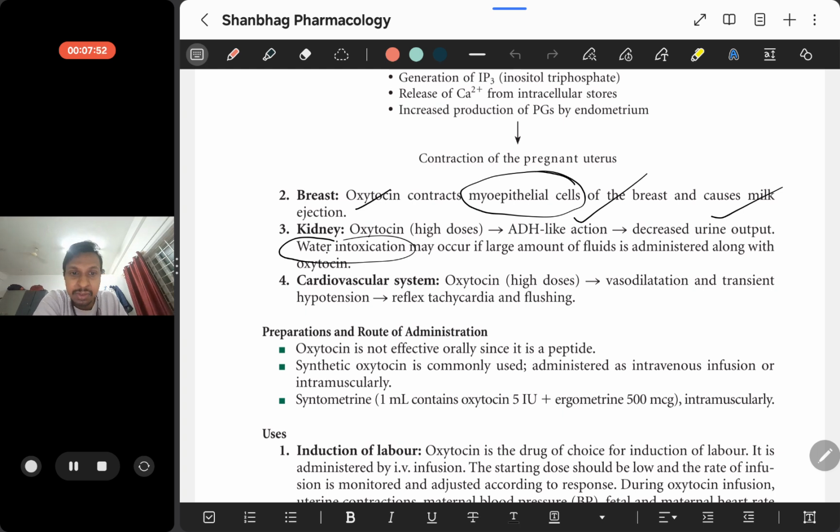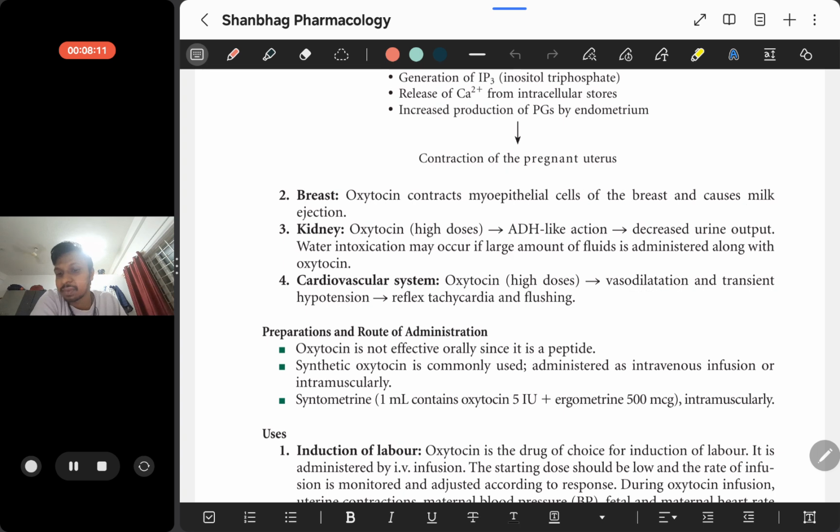If you take oxytocin in high doses, there may be vasodilation and transient hypotension, which might cause reflex tachycardia and flushing. Hypotension might be caused due to vasodilation.